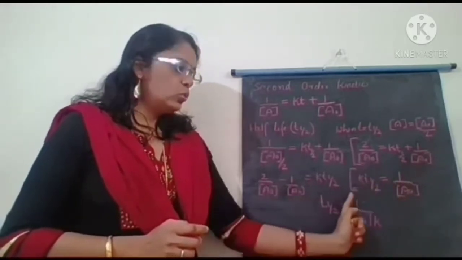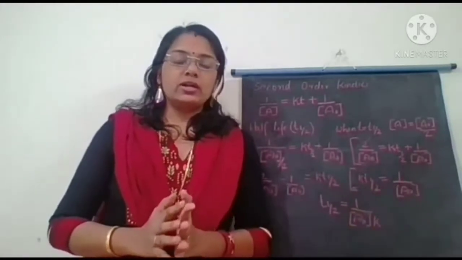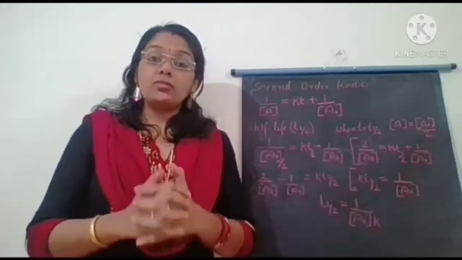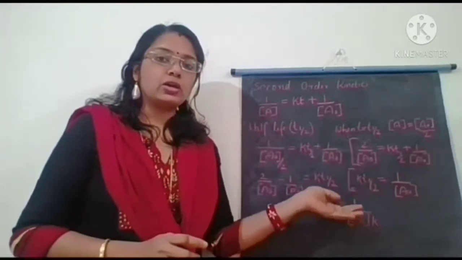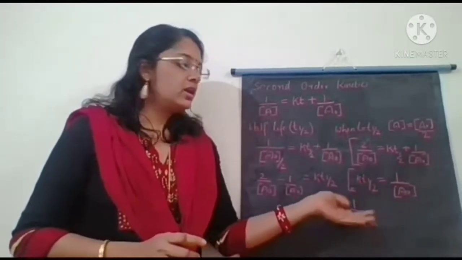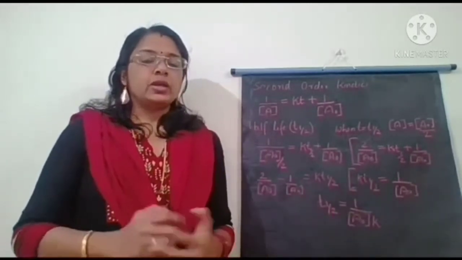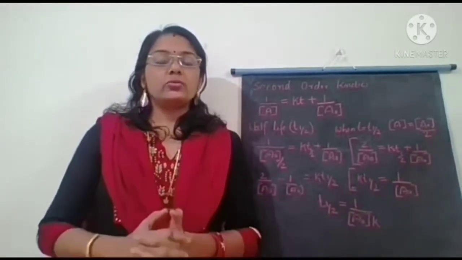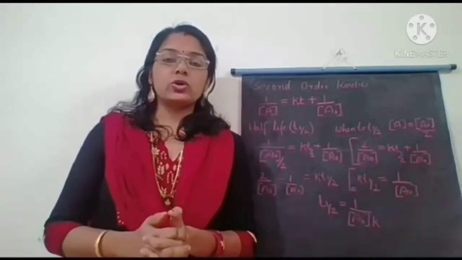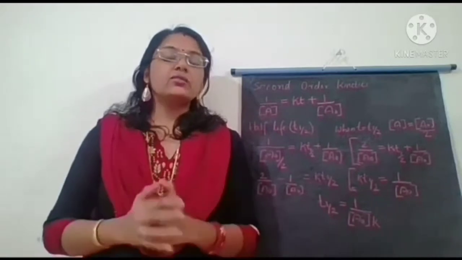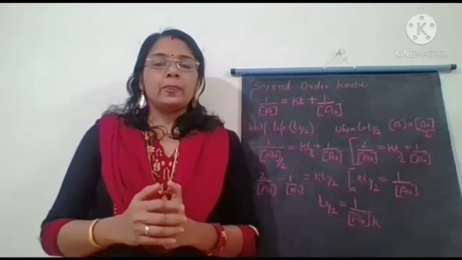So t half is equal to 1 by A naught into K. So we found that for a second order kinetics, the half-life of a reaction is inversely proportional to the initial concentration of the reactant as well as the specific reaction rate, the rate constant. Again, for a zero order reaction, we found that the half-life of a reaction is directly proportional to the initial concentration of the reactant and inversely proportional to the specific reaction rate, that is the rate constant.